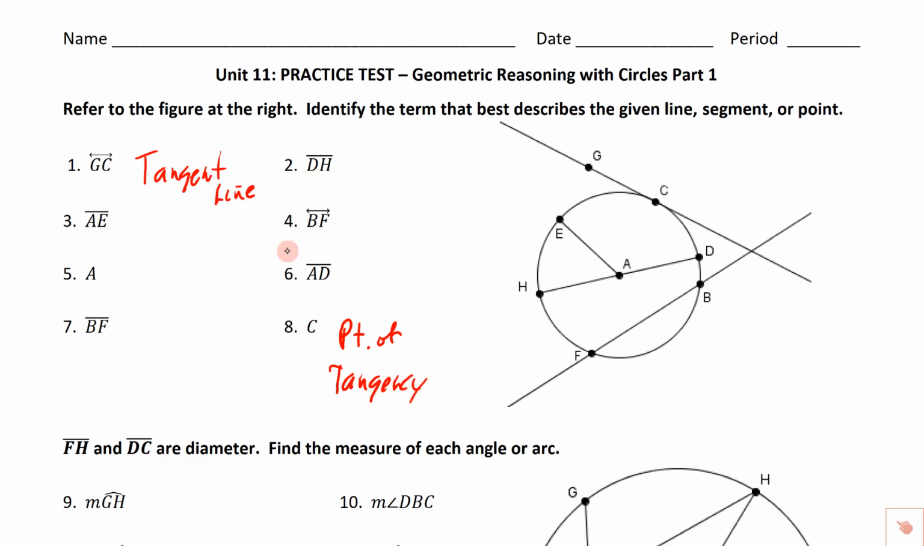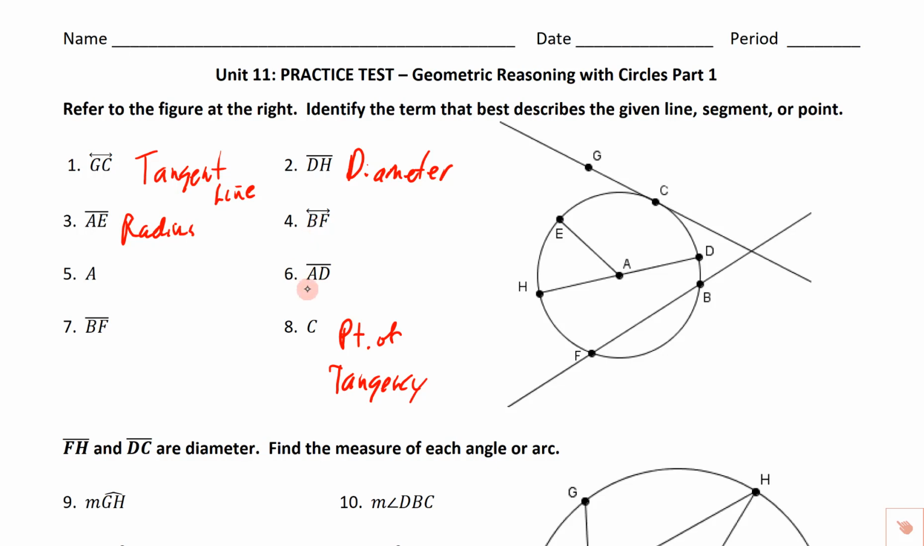Let's look at DH. DH goes from here to here. It goes through the center of the circle, so that's going to be a diameter. That would be the best name for that. It is a chord, but it's a special chord because it goes through the center. AE, that goes from the center to the edge, so that's going to be a radius.